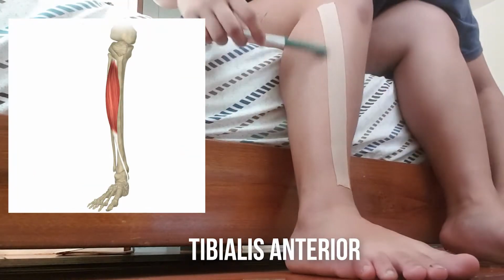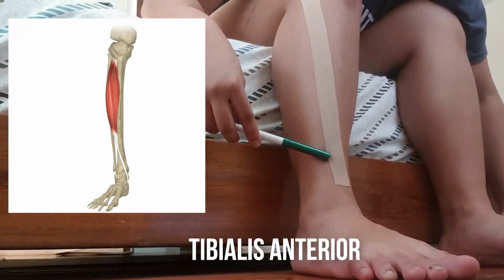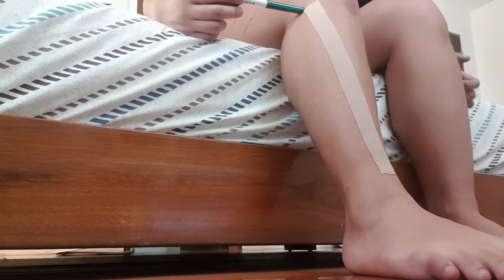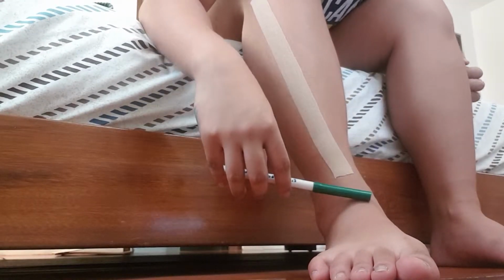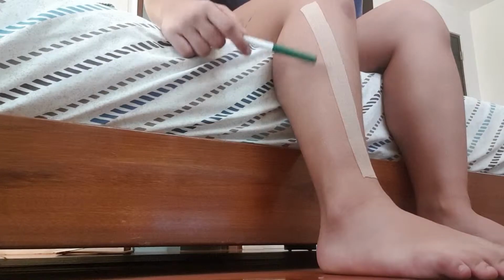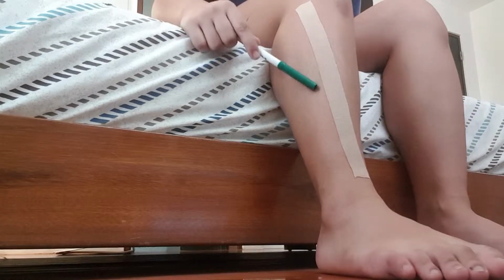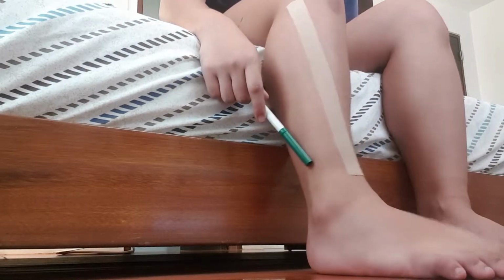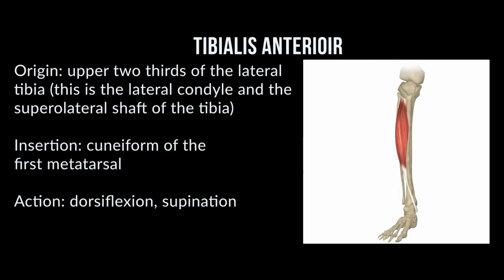This is your tibialis anterior muscle. It originates at the upper 2/3 of the lateral tibia. This is the lateral condyle and the superolateral shaft of the tibia. The insertion is at the medial cuneiform and the first metatarsal. The action for the tibialis anterior is dorsiflexion of the foot and supination of the foot.